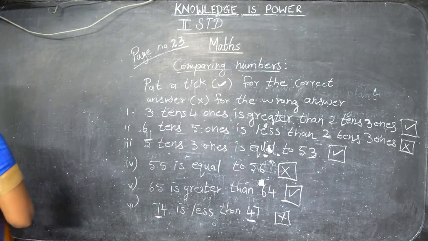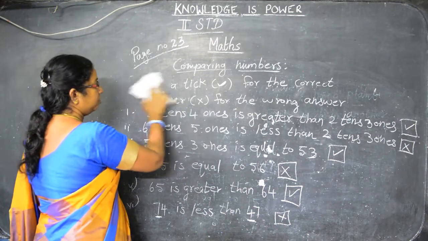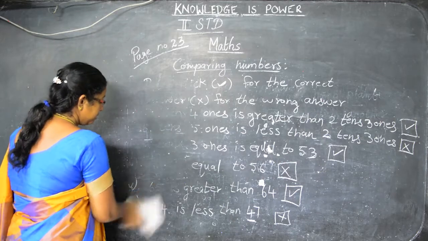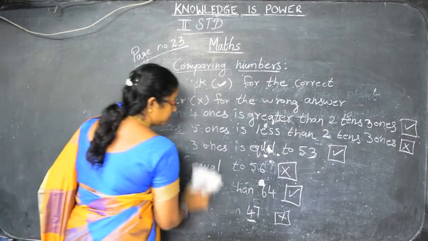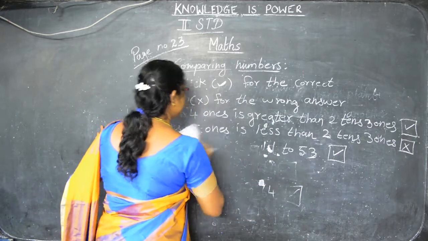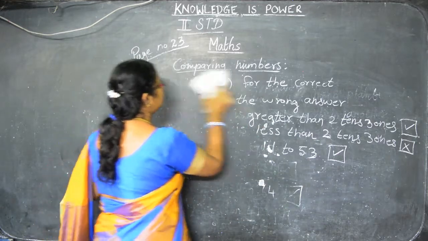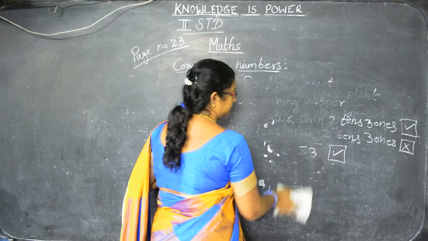Now number name. Now we are going to see the number name one song. Same page number only. Page number 23.